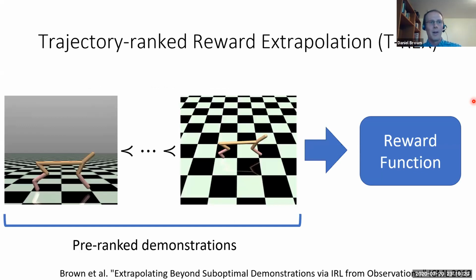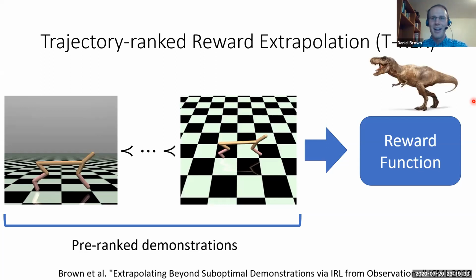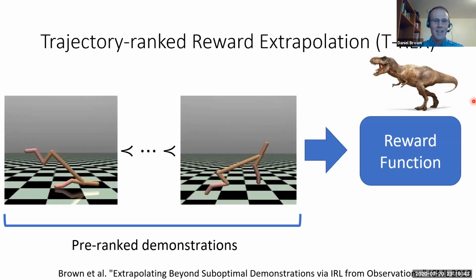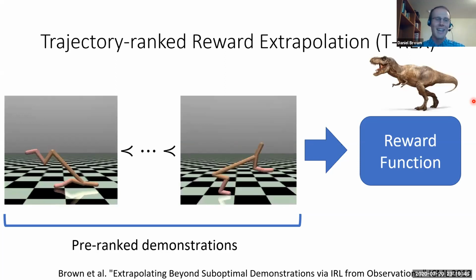So the method that we proposed, we named it Trajectory-ranked Reward Extrapolation, or T-REX, as our fun acronym. The idea here is that we want to take a set of pre-ranked demonstrations. We have here this half-cheetah environment where we have this two-legged creature that's trying to run as fast as it can to the right.